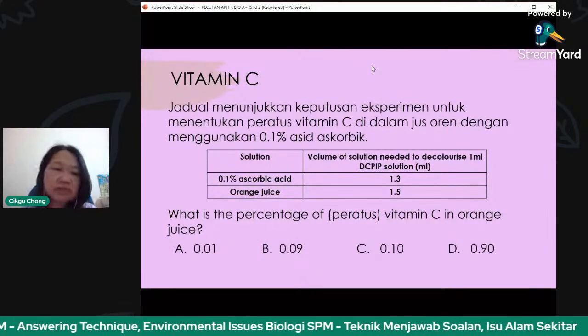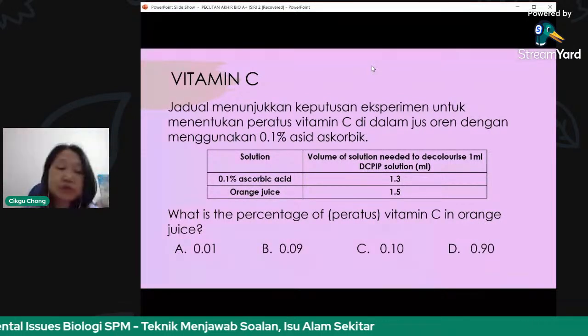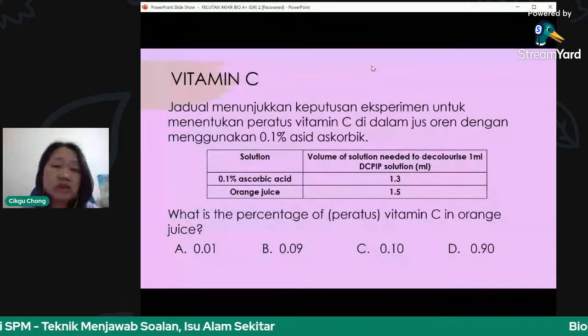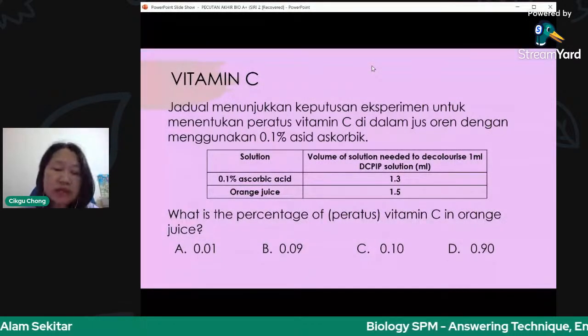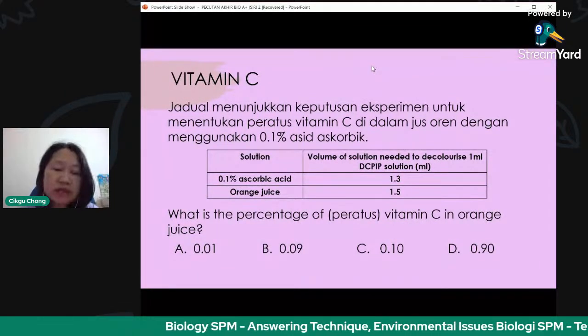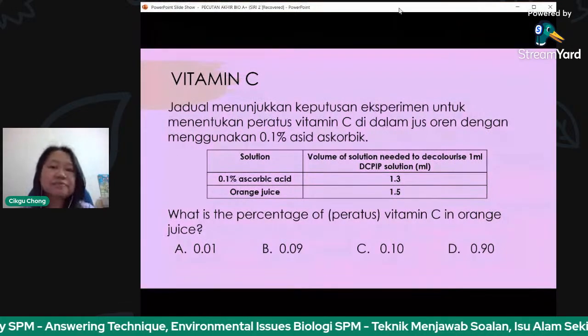The options are A 0.01, B 0.09, C 0.10, and D 0.90. The unit is not given here because it's already in the question, so it's understood that all of them are in percentage form. Have you worked it out?